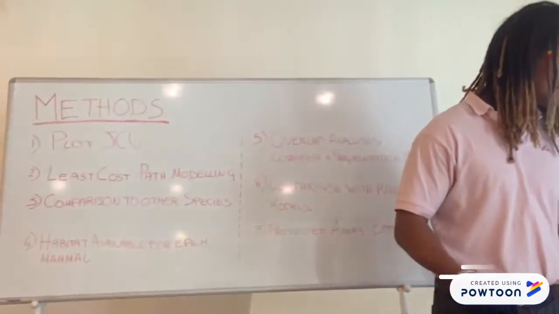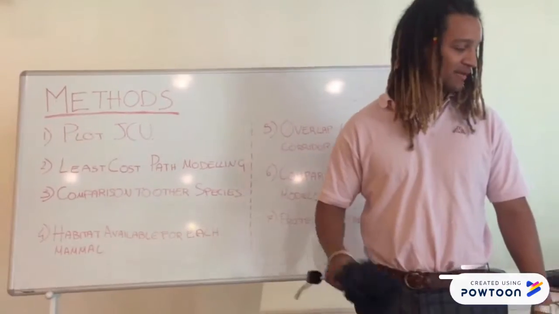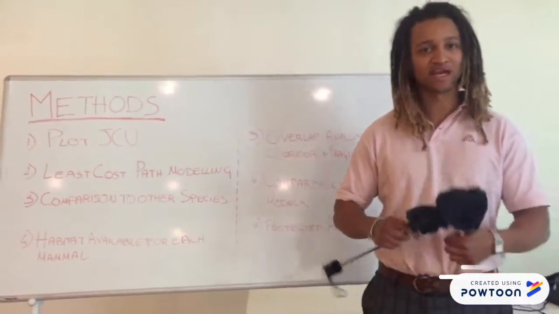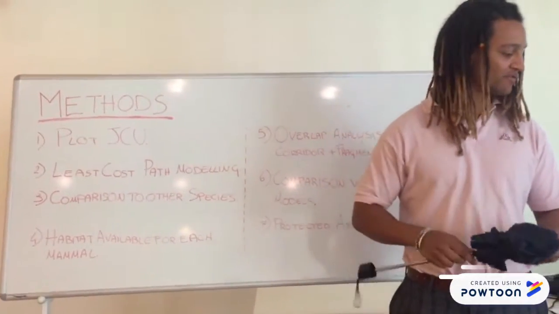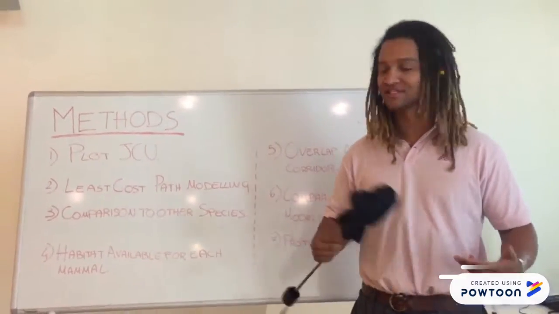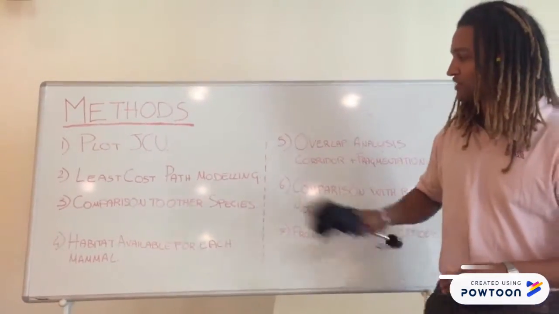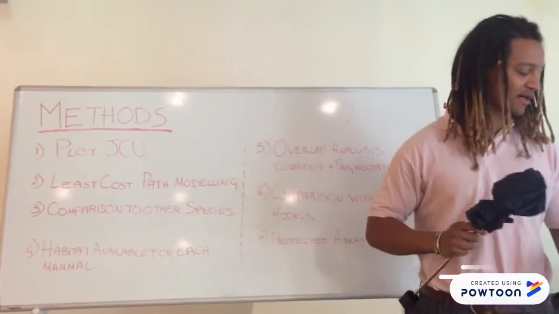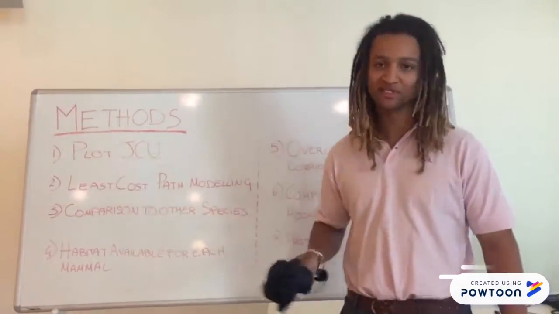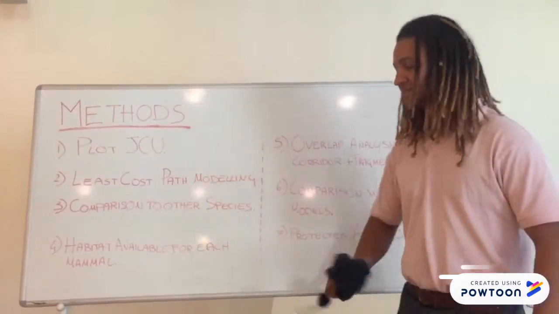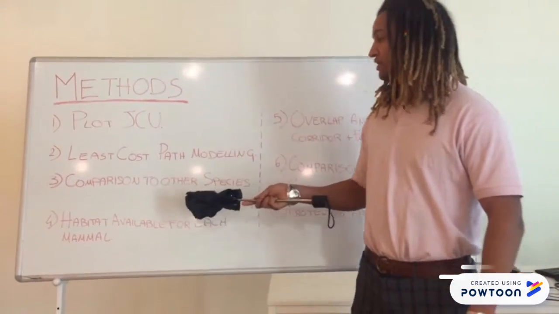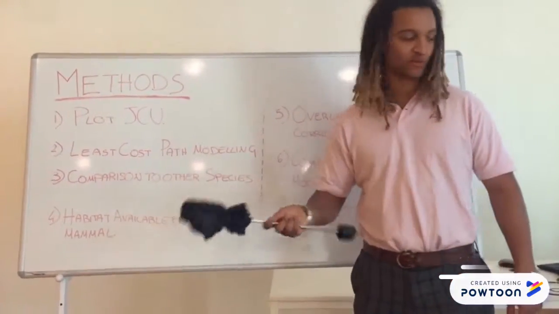Okay, we got 15 jaguar experts that looked at different variables such as land cover, elevation, distance from roads, etc., in order to plot the least cost for movement and the highest probability of survival for these animals. So then we try to compare how the other species function within this.